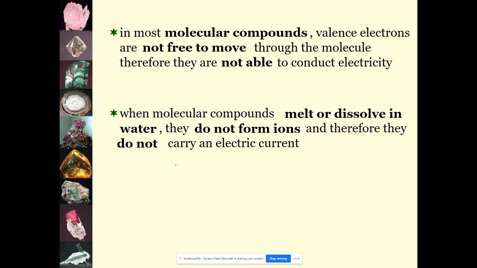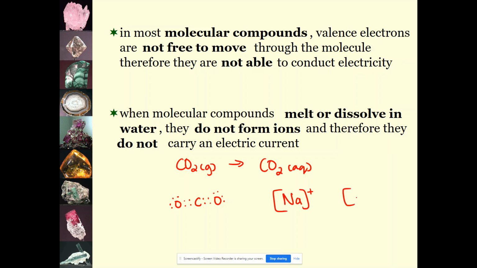If I have a molecular compound, let's say I have CO2 gas, when I dissolve it in water, it's still CO2. It doesn't break into carbon and oxygen ions. It's not made of ions, right? The atoms are sharing electrons. They're not formed by a transfer of electrons like ionic compounds are. These are all being held together, so whether they're in water or not, they're the same structure. They're not free ions like ionic compounds, for example sodium chloride.